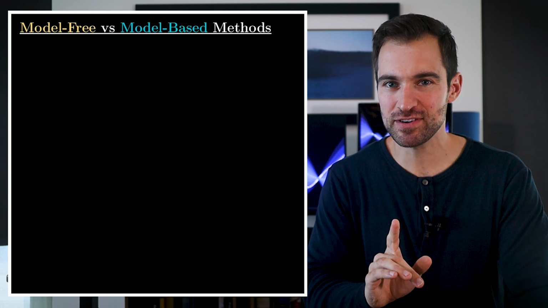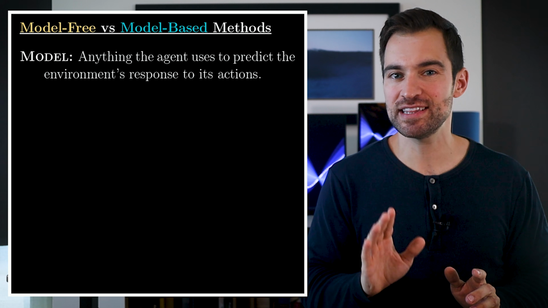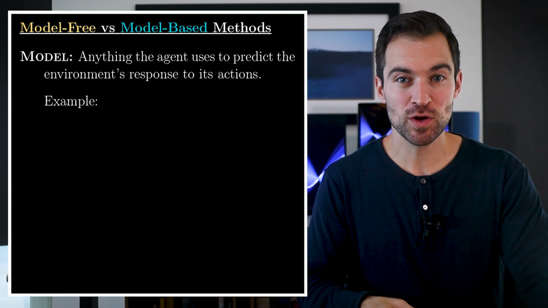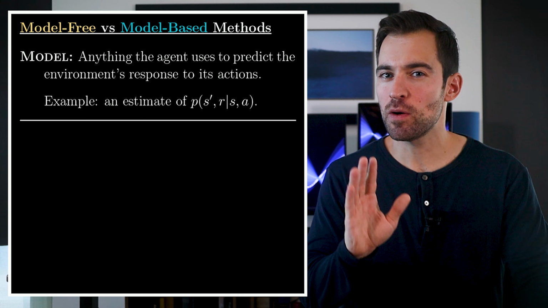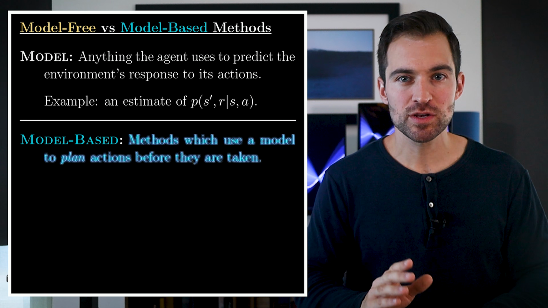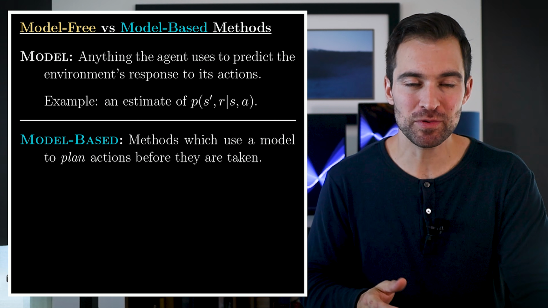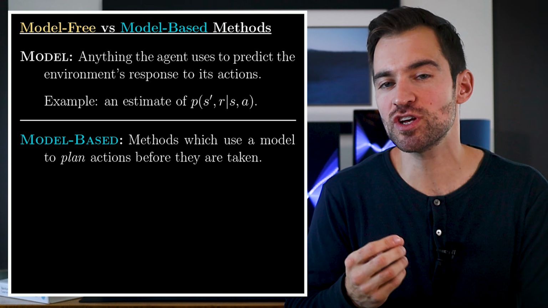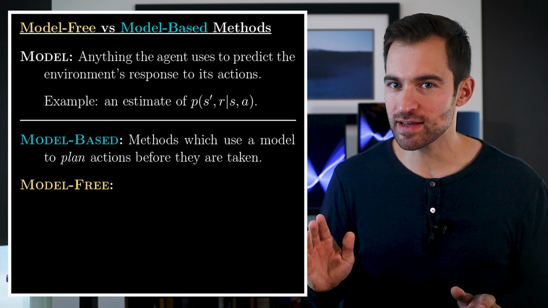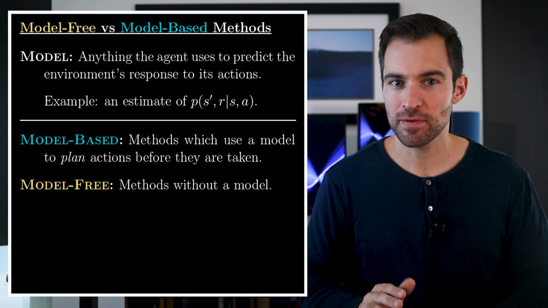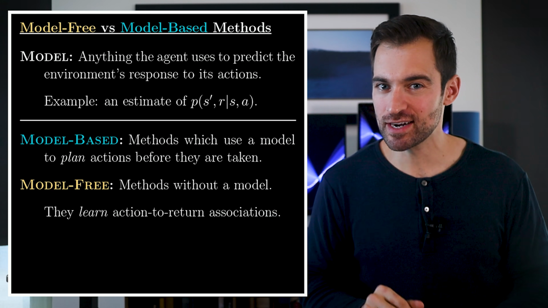And that starts with the definition of a model. In our context, a model is anything the agent uses to predict the environment's response. An example of this would be a direct estimate of the MDP distribution function, as mentioned a second ago. Now, model-based methods are methods where the agent uses a model to plan actions before it takes them. As an example, a chess engine uses predictions of the opponent's moves to determine its best move before making it. Next, model-free methods are methods without a model. They merely learn associations between actions and high rewards, and that's all we technically need.